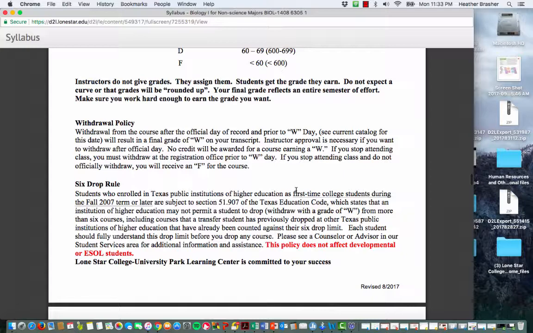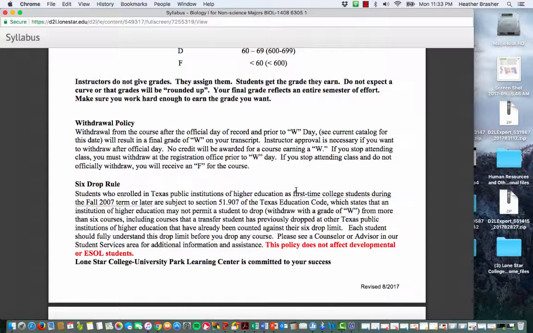Having an F on your transcript hurts you more if you're trying to get into a really good school or really good program than having one W. Now, you don't want to continually withdraw from classes because there is the 6 drop rule in Texas that says after you've dropped 6 courses, then you're required to pay out-of-state tuition. So make sure that you're not getting to that point.